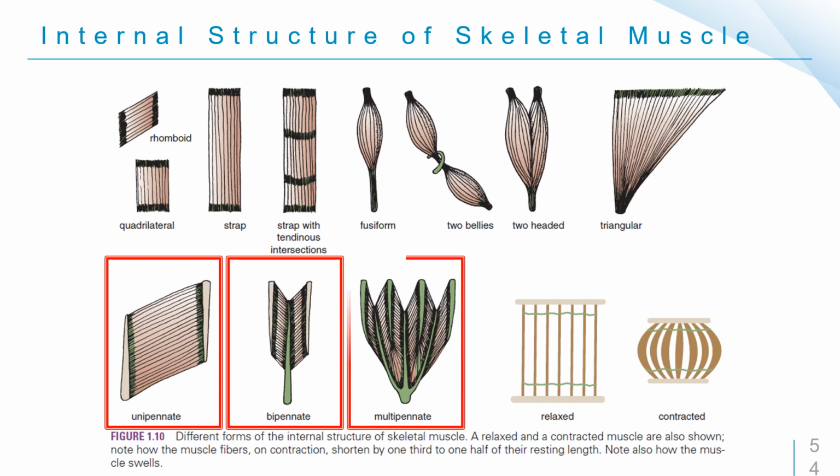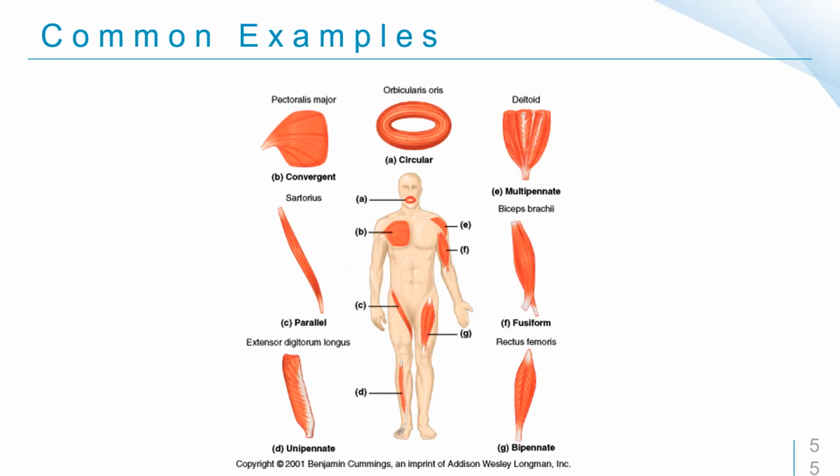A multipennate muscle may be arranged as a series of bipennate muscles lying alongside one another, an example would be the acromial fibers of the deltoid, or may have the tendon lying within its center and the muscle fibers passing to it from all sides, converging as they go. An example would be tibialis anterior. So these are common examples of your muscles. You have convergent, circular, multipennate, fusiform, bipennate, unipennate, and parallel.